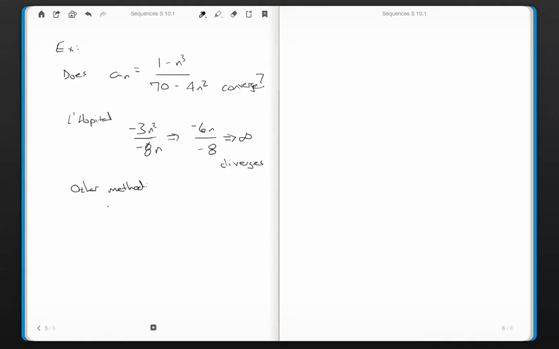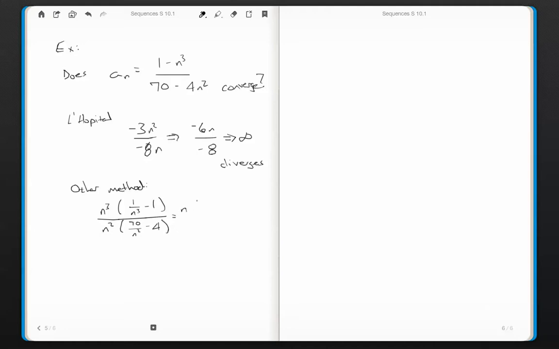Alternatively, let's try another method. I'm going to factor out an n cubed. So this is n cubed times 1 over n cubed minus 1 over factoring n cubed out of the bottom. No, I'm just going to factor an n squared out of the bottom, because I can't get an n cubed out of there very handily. So this becomes 70 over n squared minus 4. Does this do much good for me? I don't know. Let's keep going. The n cubed and the n squared cancel, leaving me just an n on top.